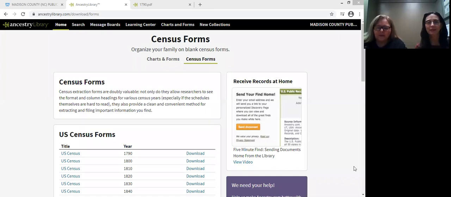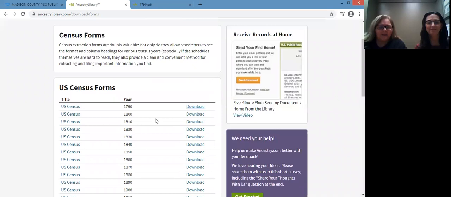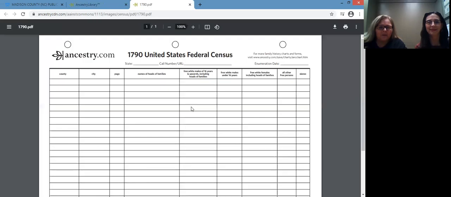So, all right. So we're going to continue talking about census charts and forms. Census forms is what we're going to talk about next. And we are going to go with 1790. So we're going to download it. And in 1790 was the first year that they started doing census records.